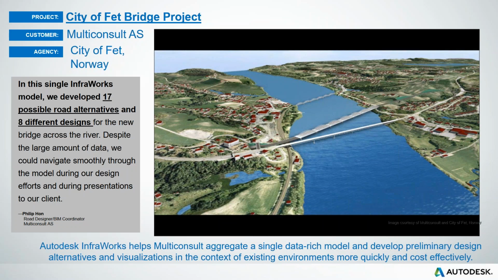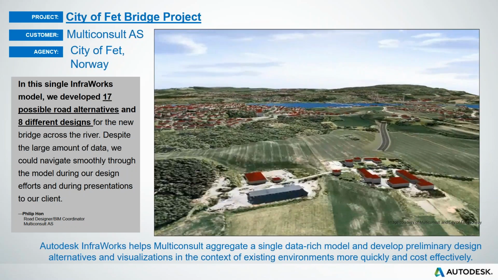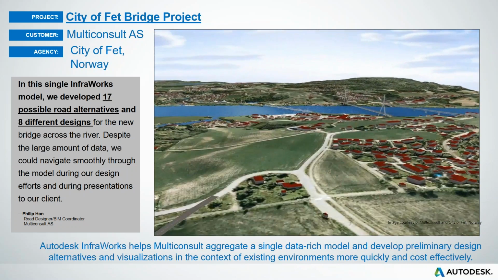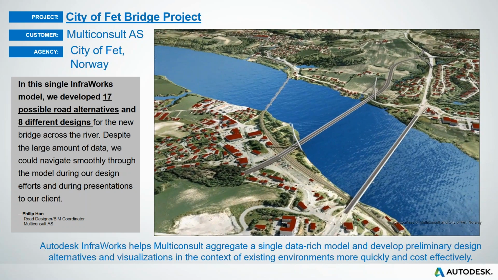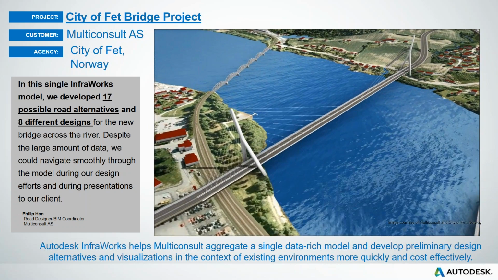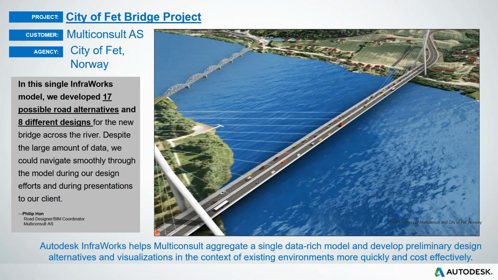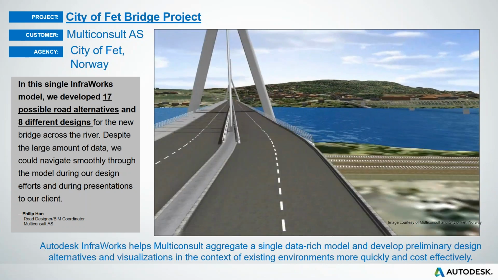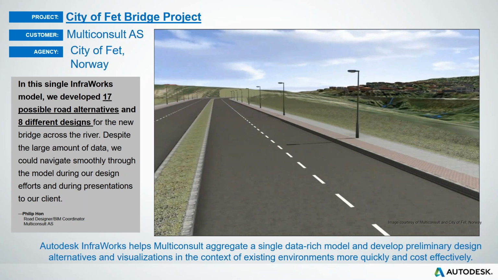One of the major success stories that I always talk about in my webinars or presentations is this bridge design in the city of Fet in Norway. The designers, Multiconsult, created 17 road alternatives and 8 different bridge designs in Revit, and they augmented them in one single Infraworks model in different proposals. They showed this to the public, and they created animations, as you can see from that same model, first to get approvals, and second, to move into the detailed design once approved.